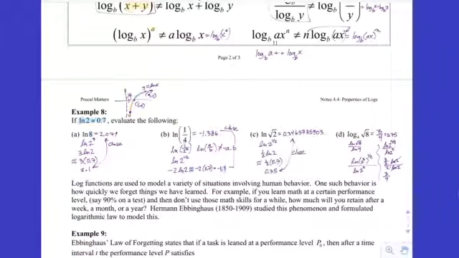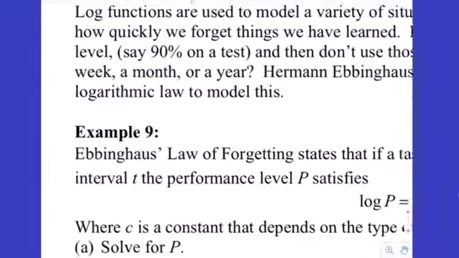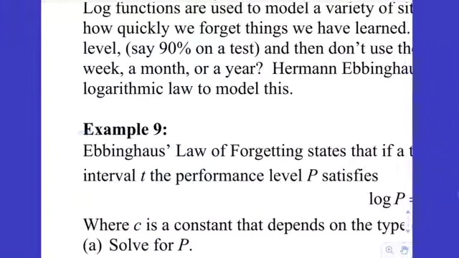Okay. Let's look at an example, because you get these in the worksheet, and we don't do enough of them in the notes. But this is really where logs are powerful. They can be applied to things in the real world.